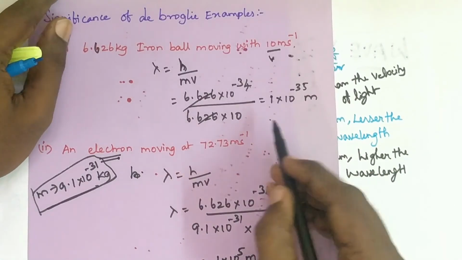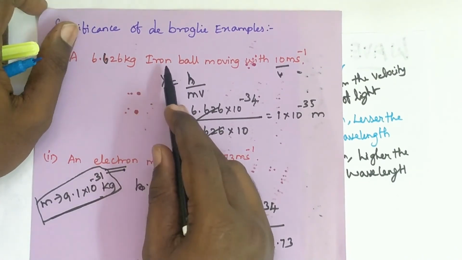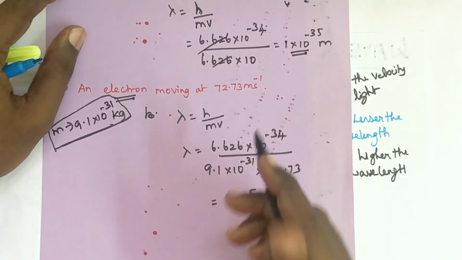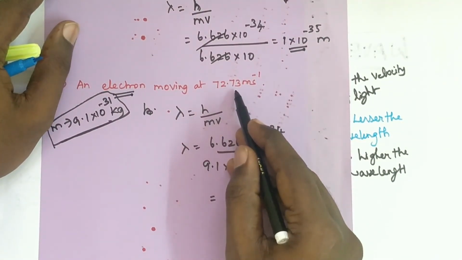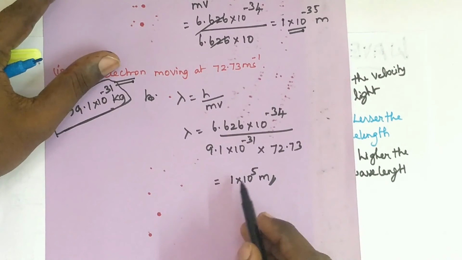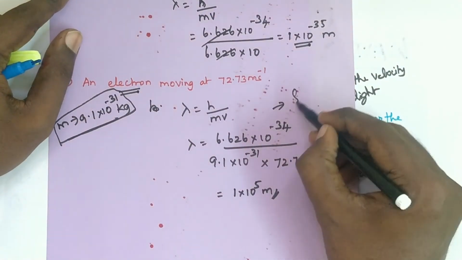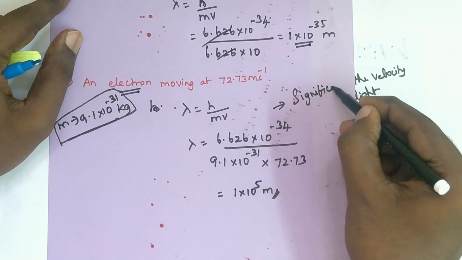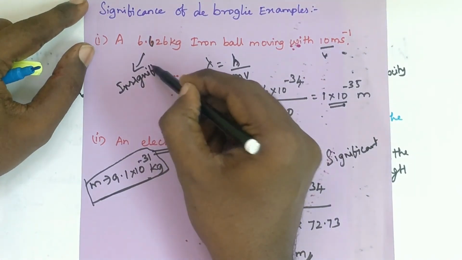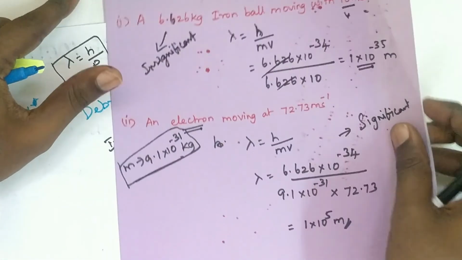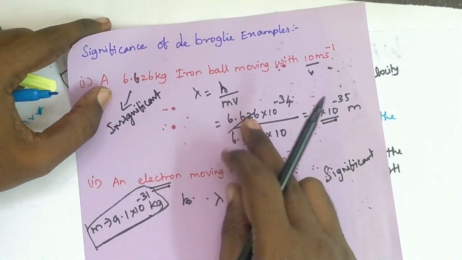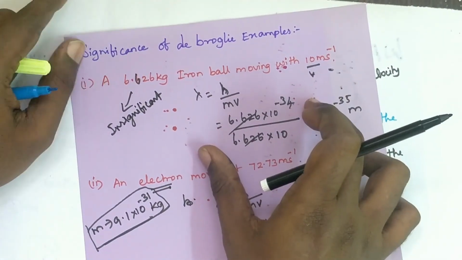Consider this: the higher the mass, the higher the linear momentum value, and higher the mass means lower the wavelength. Lower the linear momentum means higher the wavelength. So this equation is significant for the electron, and insignificant for the iron ball. For the electron, the wavelength is significant and measurable. For iron balls, the wavelength is too small, so it becomes insignificant.